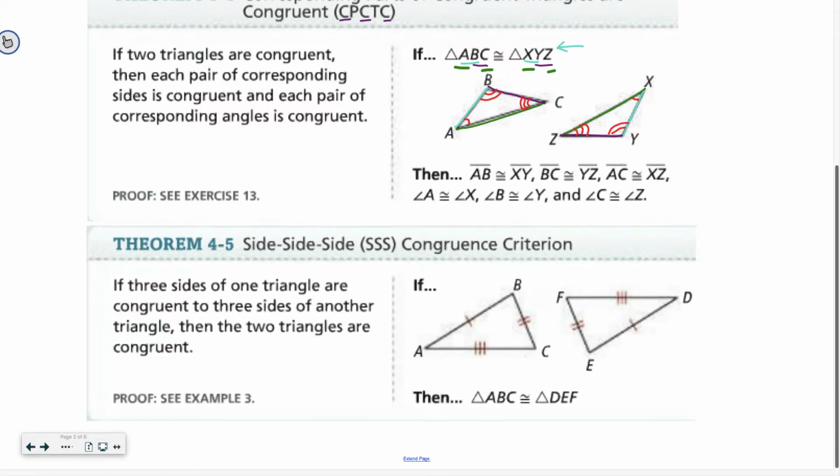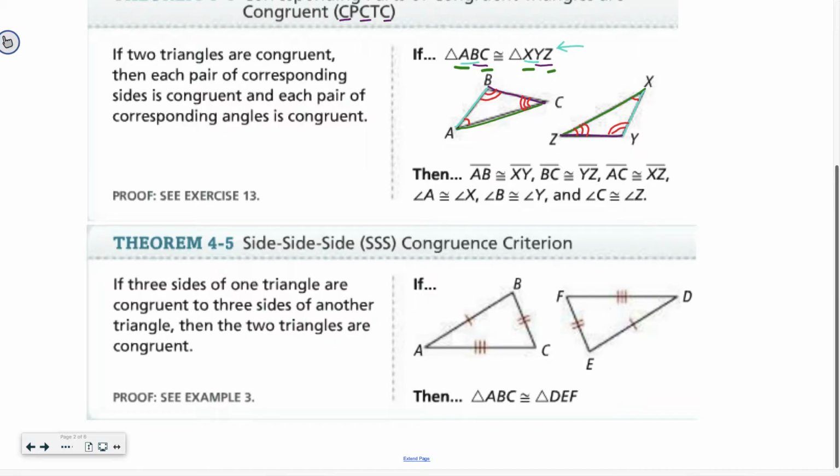Then we talked about side angle side. Corresponding parts of congruent triangles are congruent. And now let's talk about side, side, side. If I have two triangles and I see that my two triangles have three congruent sides, I can say that those two triangles have to be the exact same, or they have to be congruent. So that's called side, side, side.